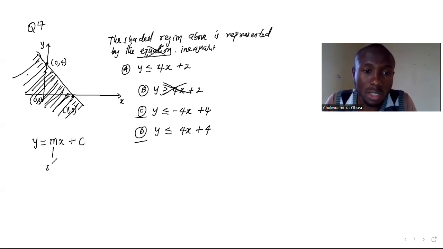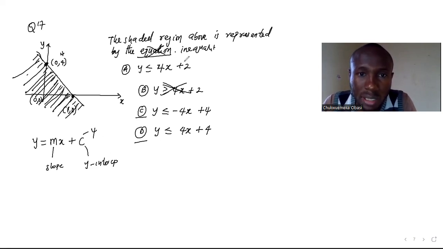This m here is the slope, and this c here is the y-intercept. The y-intercept is the point where the curve cuts the y-axis. Here you can see that the y-intercept is (0, 4). That means the intercept is 4, so my c should be 4.